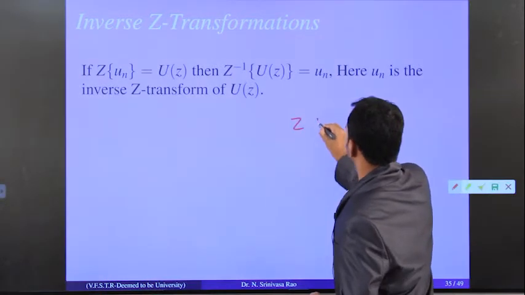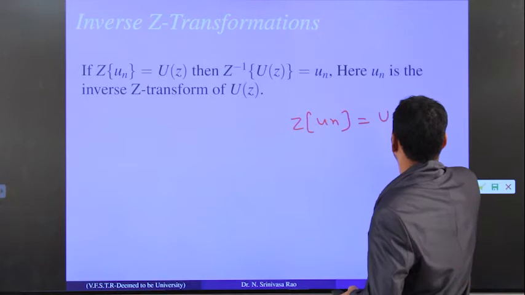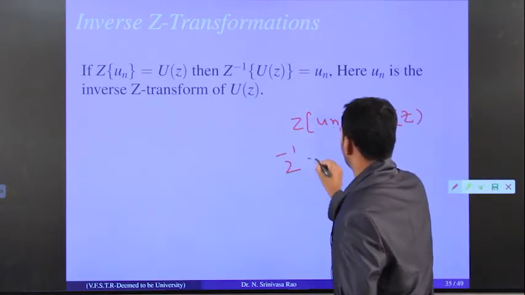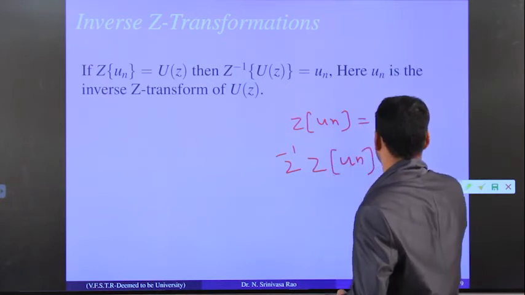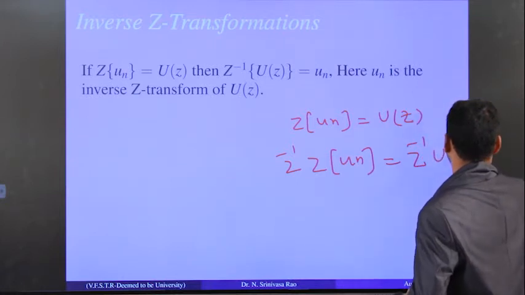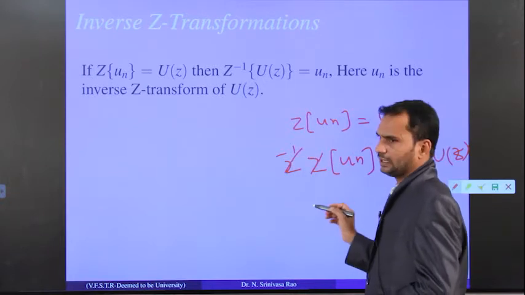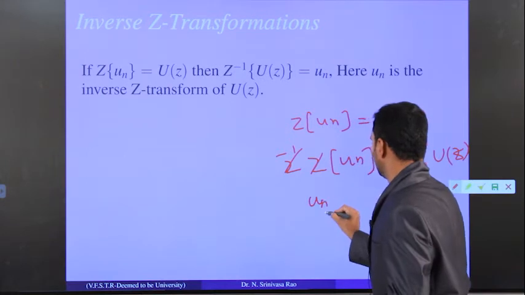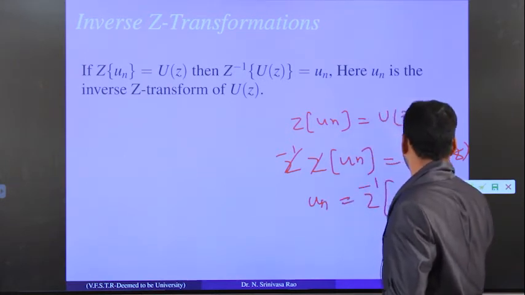If Z of u n is u of z, then what we will do is, we will apply Z inverse both sides. What we will get is, Z inverse of Z of u n equals to Z inverse of u of z. Okay. So now the inverse Z transform and Z transform will get cancelled. So u n equals to Z inverse of u of z.